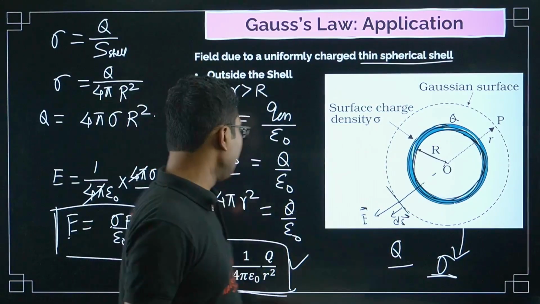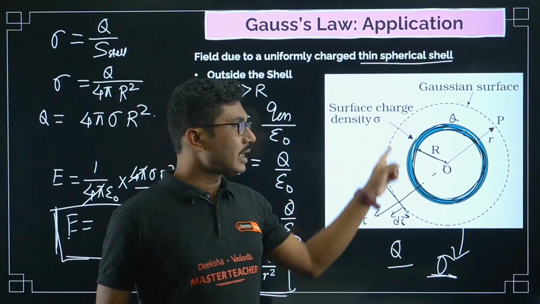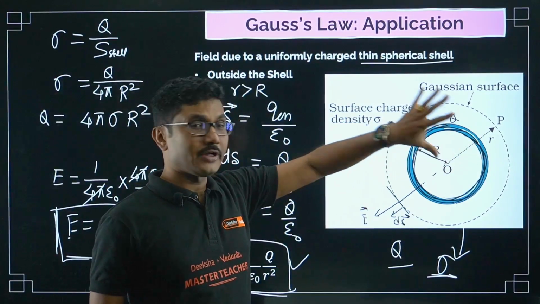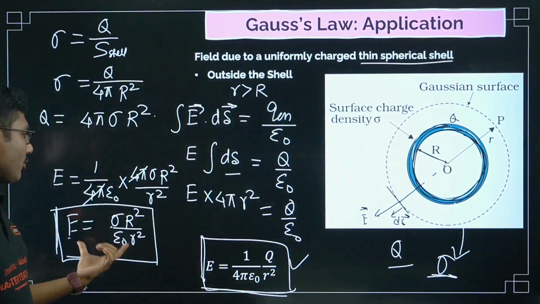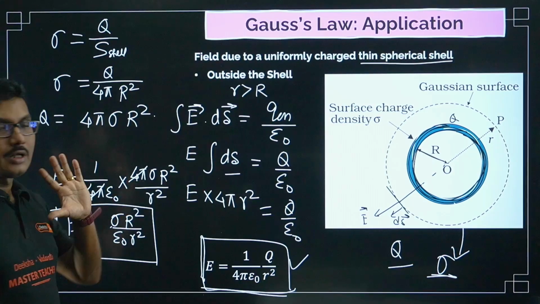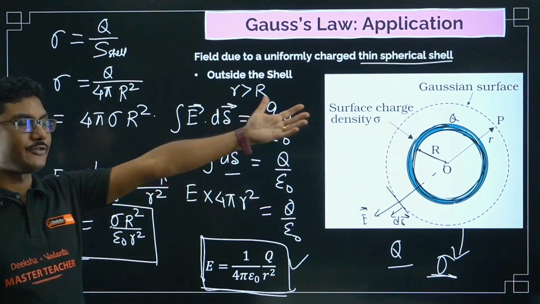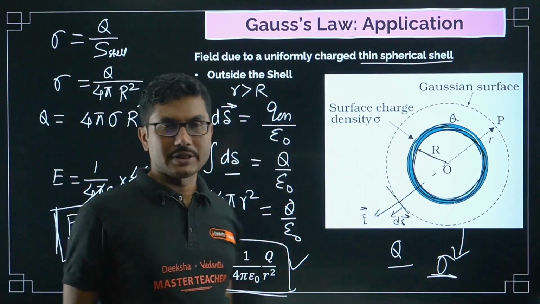Okay, and this formula can also be true if it's a conducting sphere. It can be a conducting sphere, it can be a non-conducting sphere. This formula is always true for a conducting sphere. For a non-conducting sphere, this will not work, because in that case you have to consider the volume charge density, which we are not doing in this lecture.